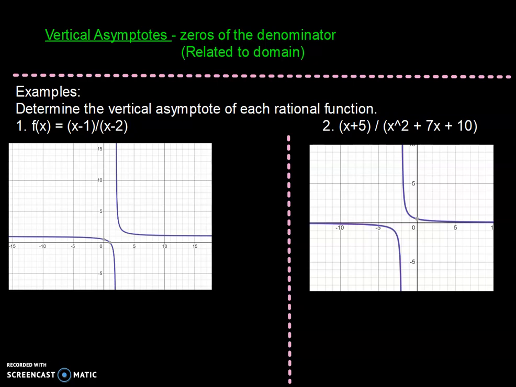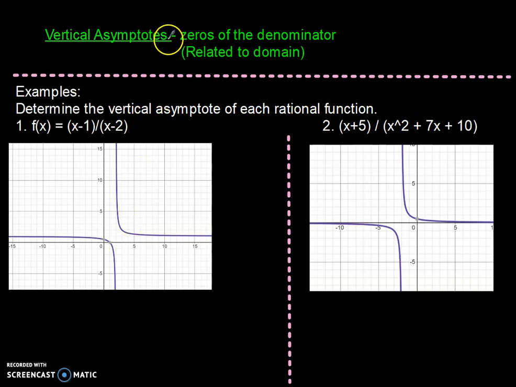Hi guys, so today we're going to go over vertical and horizontal asymptotes. So vertical asymptotes are the zeros of the denominator. Mind you, you can never have a zero in the denominator, so they're the x values that your function can never be. Graphically, they're the vertical line that your function will never actually touch. It could approach that value, but it can never actually touch that particular value.